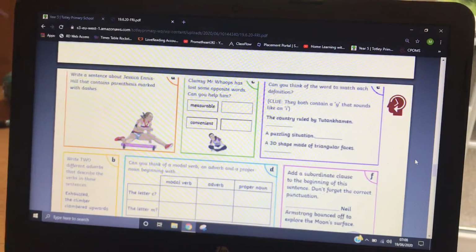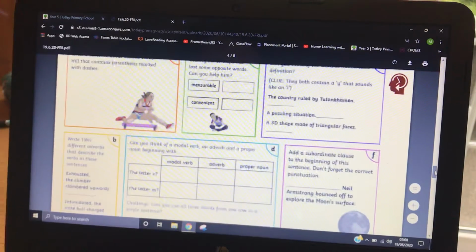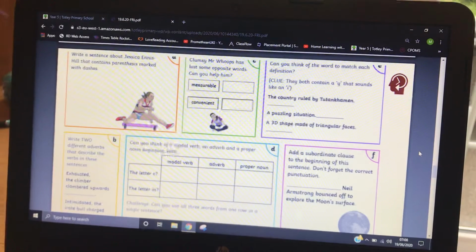I'm just going to look at the do now, because you fully know what you need to do for your English today, if you've been following it through the week. You know what you're doing with your story. And as always, send them to me. I love reading them. And thank you very much. So let's have a look at the do now.